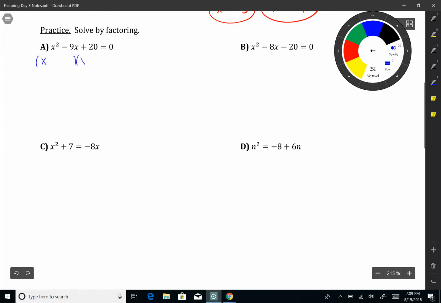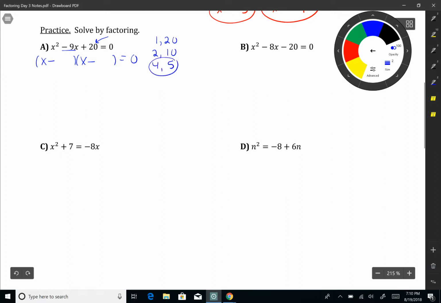I just have x squared, so we know the first terms in our factors are just going to be x and x. Next, I see that my c value is a positive 20, but my b value is negative. That means that both of my numbers have to be negative if they're going to multiply to be positive, and add together to be negative. So now I'm going to list my factors of 20 and pick the pair that adds to 9.